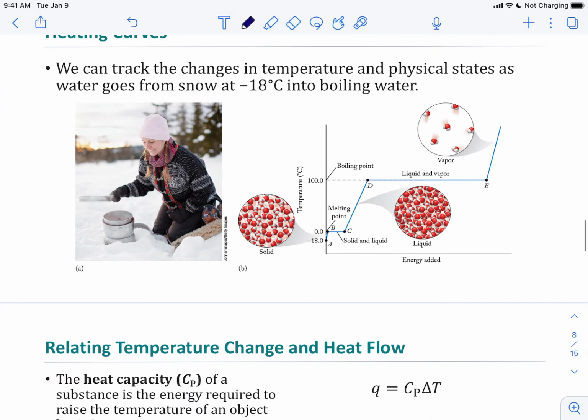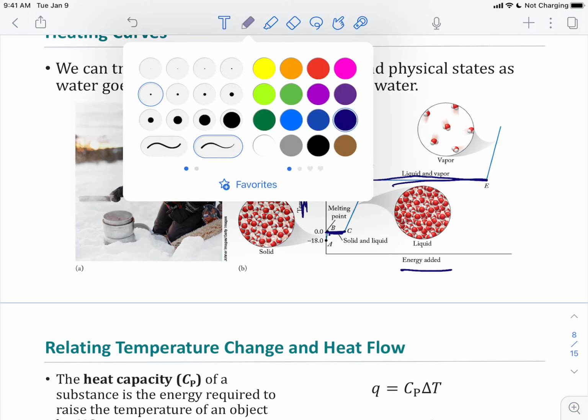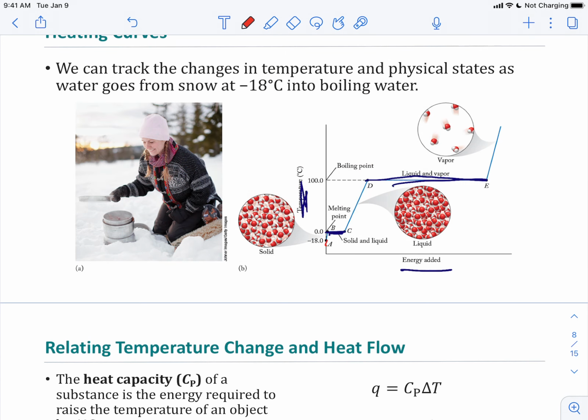So what you see here is energy added, change in temperature. No change in temperature here as I'm melting it. No change in temperature as I'm boiling it. You see, this is water going from minus 18, right? Starts at minus 18 here. It's going to heat up. Then you'll see a change in temperature. Then it melts, no change in temperature. Then it heats up to the boiling point, no change in temperature.